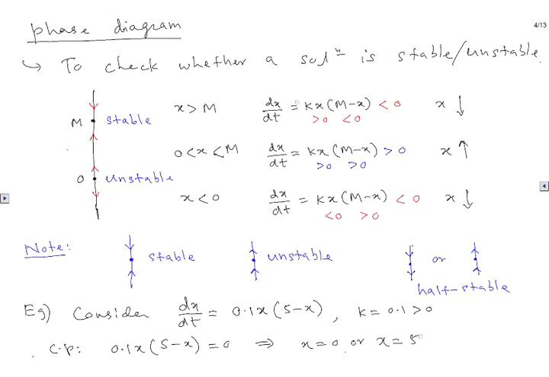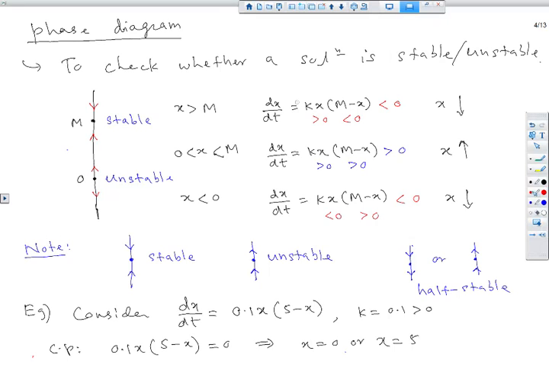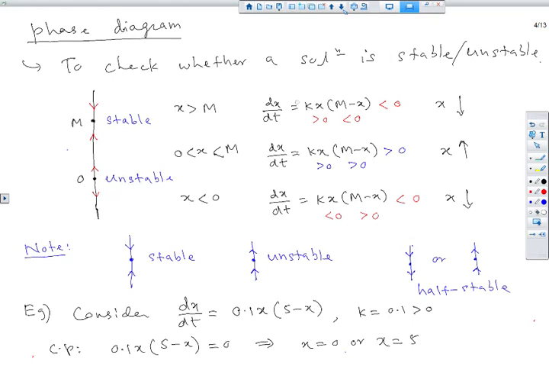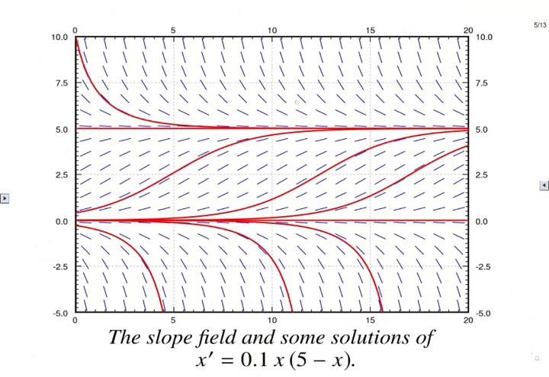Now let's look at the slope field, because we know what the slope field looks like, since this is a differential equation. So then we can draw the slope field. The slope field is also going to give you a really nice idea about this. So let's see how the slope field looks. For this differential equation, the slope field looks like this.